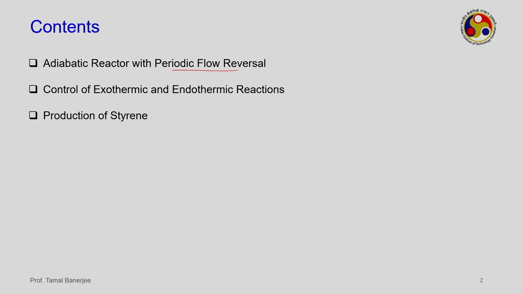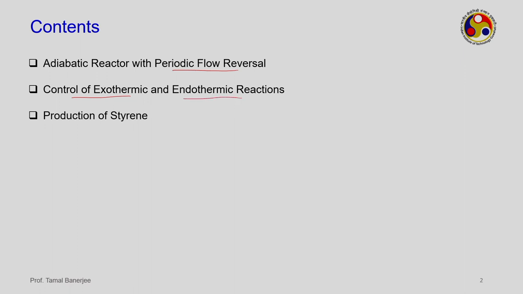Whether we have exothermic or endothermic reactions, rather than increasing the number of unit operations: for an exothermic reaction, the temperature rises, then your reaction rate decreases, and your temperature has to be kept lower. So you add an additional reactor, a quench reactor, remove the heat, and then continue the reaction. So it increases the investment. We will see whether it is possible to do all this in a single reactor. That is what this discusses: the control of exothermic and endothermic reactions.